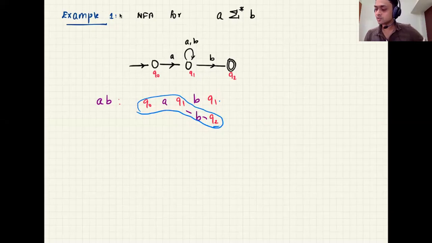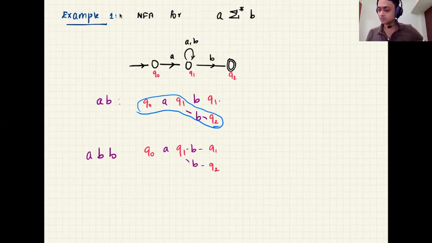So let's see some more examples. Let's say A, B, B. I start with Q0, I read an A, I go to Q1. On a B, there are several options. I can either stay at Q1 or go to Q2. Now I have to read one more B. So far I've read only two Bs. Now from here, I can go to Q1.